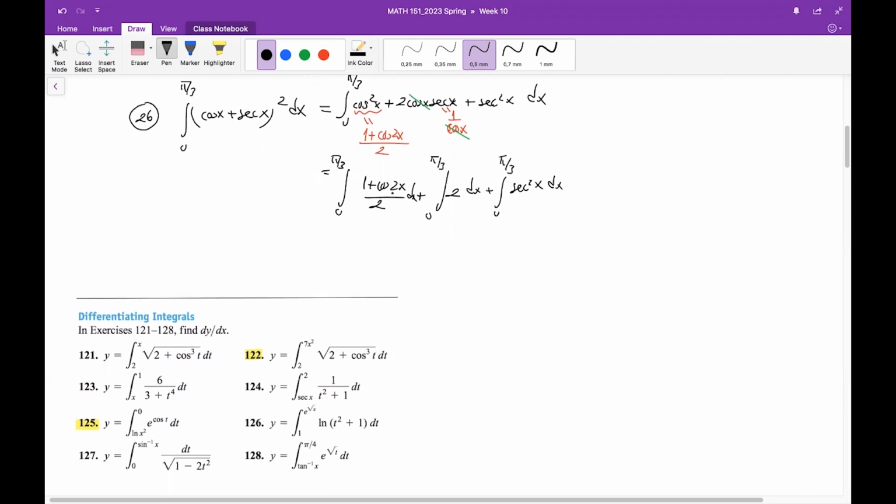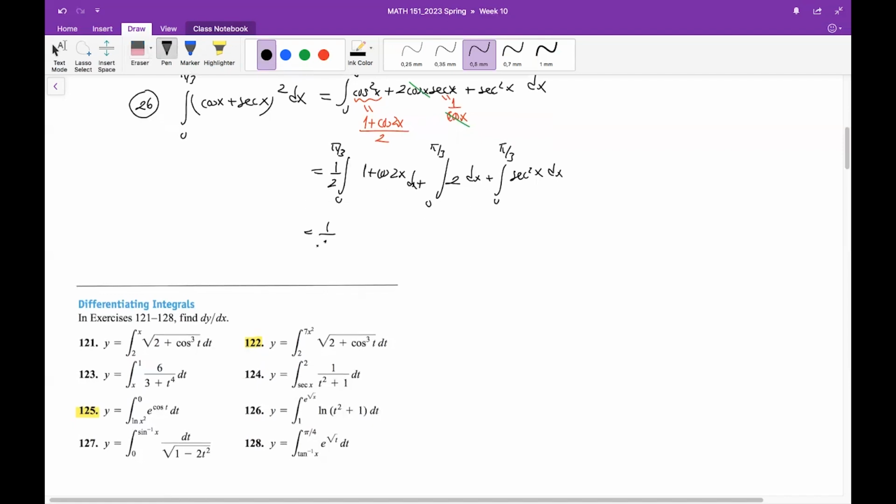Like that. And here for the first one, you can take this 1/2 coefficient outside the integral to the front like that. So let's start taking the integrals now. 1 over 2 is a coefficient there. Integral of 1. Tell me a function whose derivative is 1. It is, of course, just x.